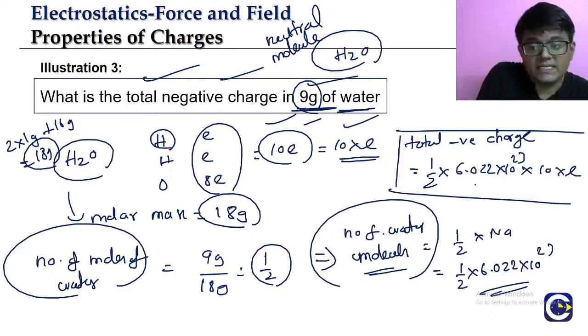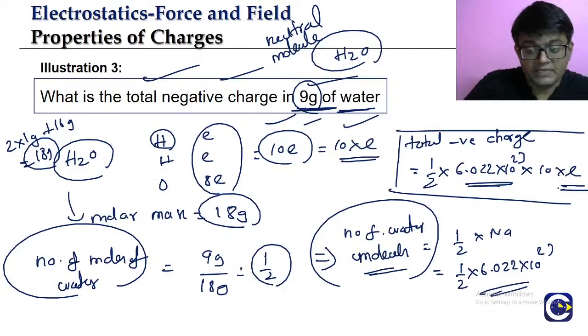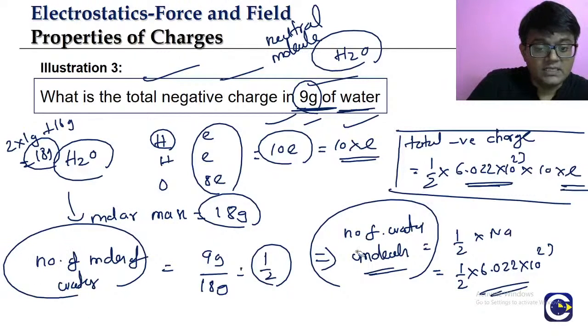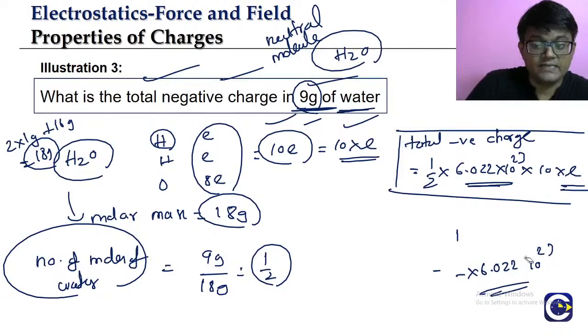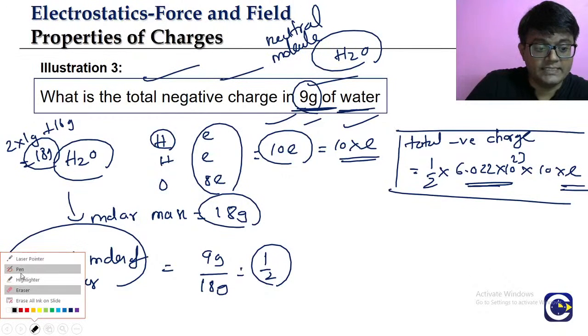We already have this result; we solved this problem before. What is it? 6.022 into 10 power 23, which is the Avogadro number, into basic charge. And what is its value? That is what we call 1 Faraday. We said we can approximately take it as 96,500.